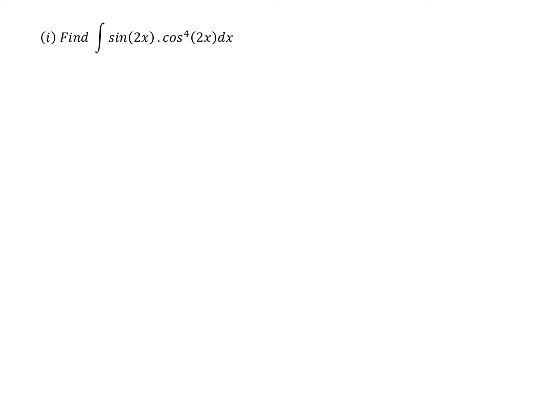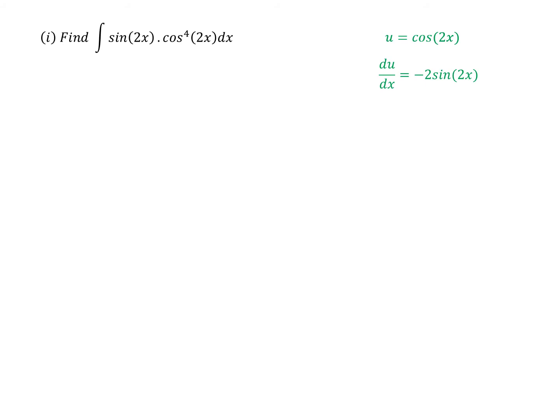And cos to the 4x, what does that mean? Okay, sorry, cos to the 2x. Well, that's the same as cos 2x to the power 4. So the substitution I'm going to use is u equals cos 2x. So if I differentiate u to get du dx, I get minus 2 sine 2x.